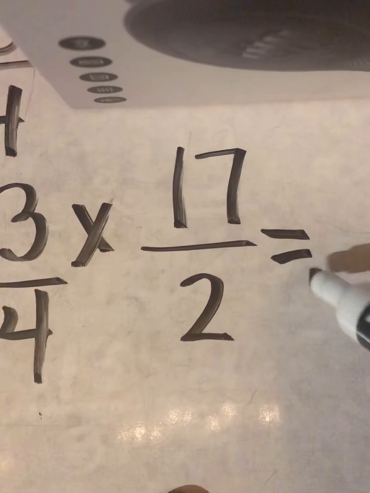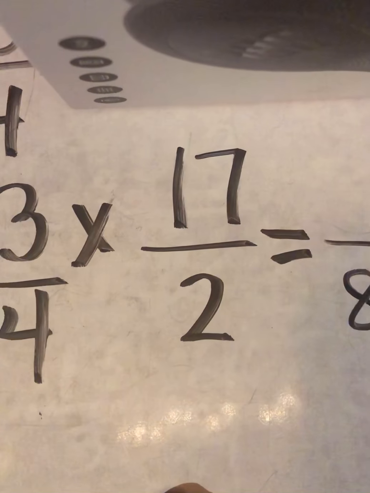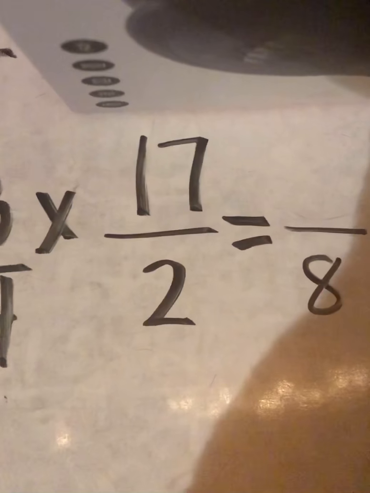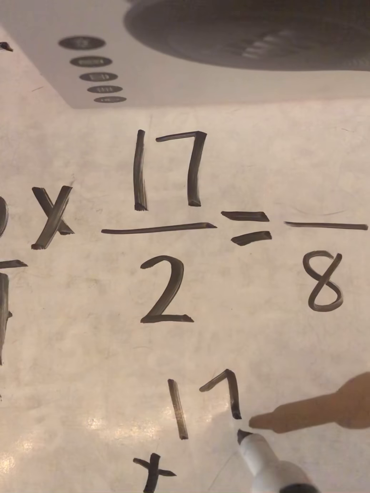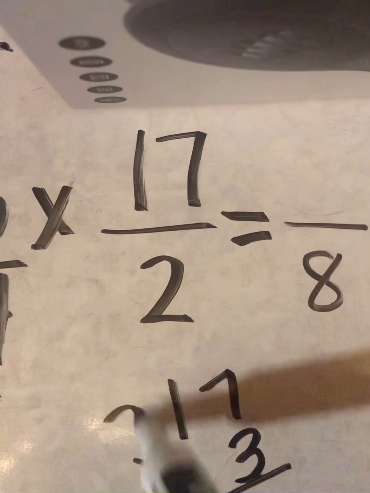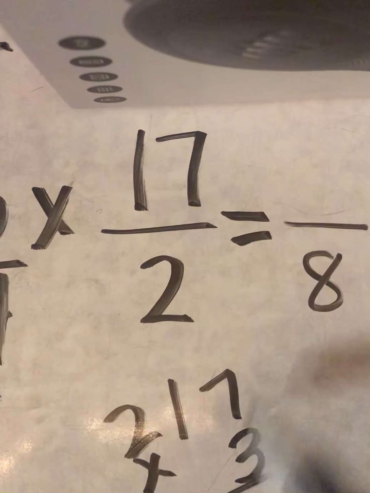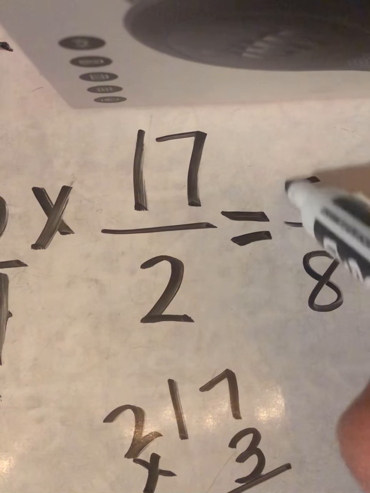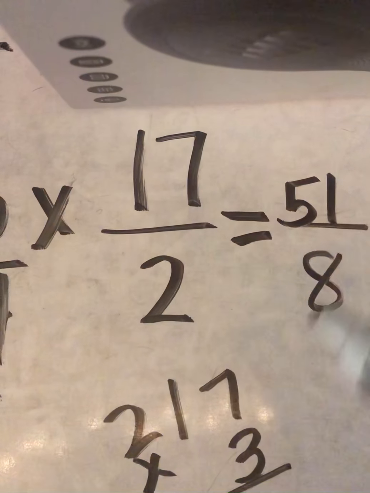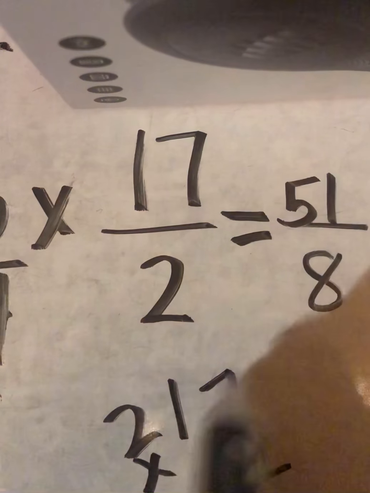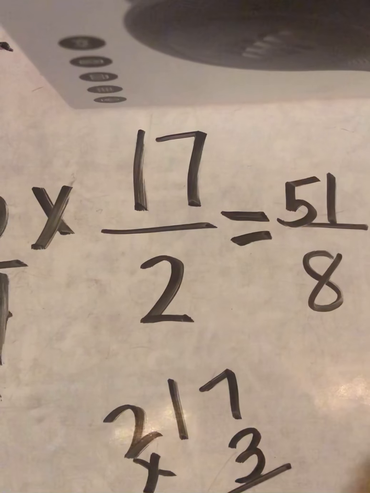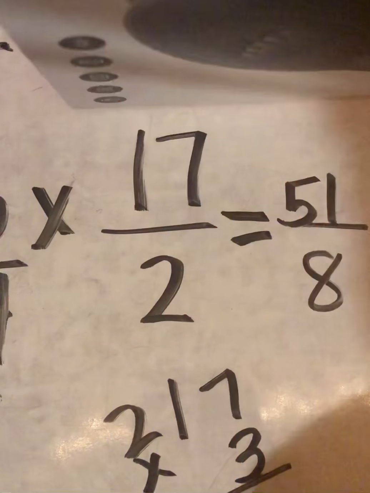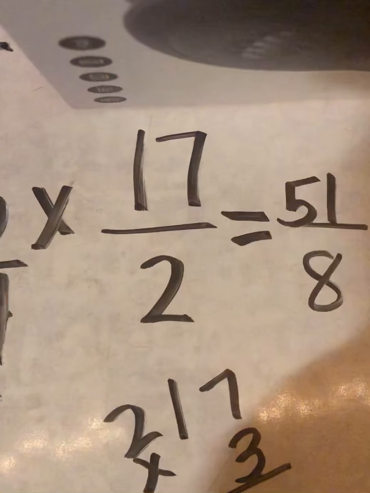4 times 2 is 8. 17 times 3, I don't know what that is off the top of my head, so I'll do the work on the side. 51. And you stop here. Don't box your answer because you're not boxing anything. So again, you're going to redo steps 1, 2, and then incorporate or add step 3.